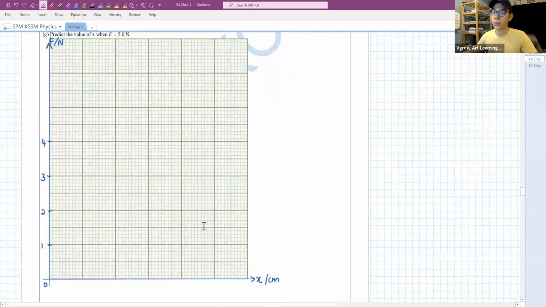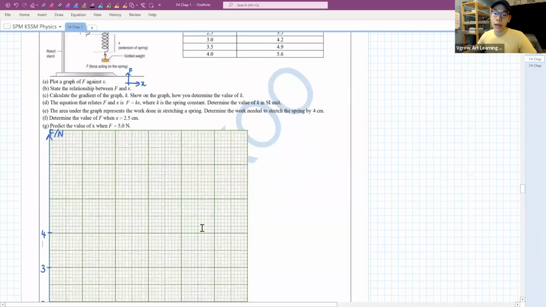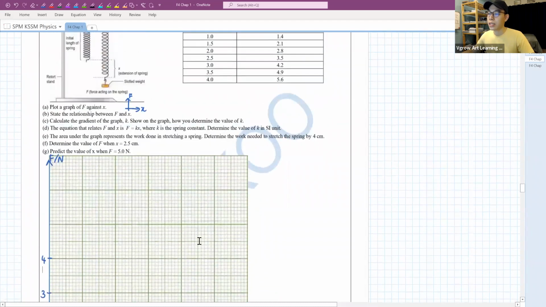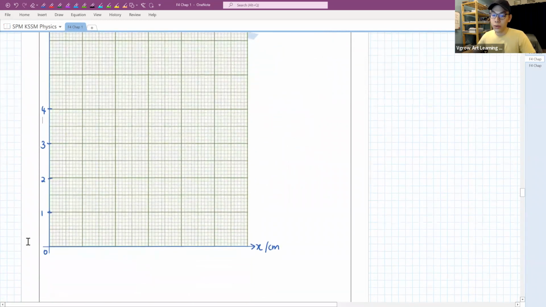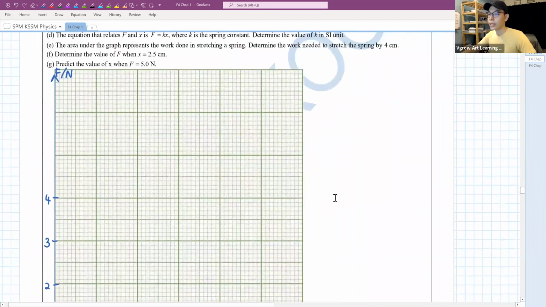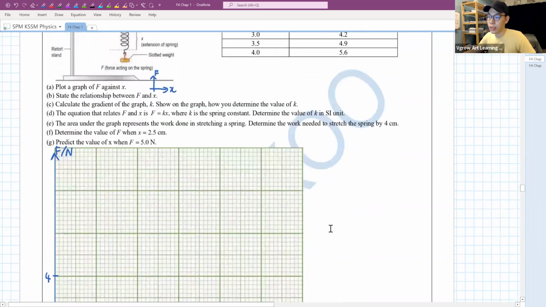That's all right. A bit small, this graph. But maximum until 4, so 1, 2, 3, 4. I cannot do 0.5, 0.5 also, because not enough space. And then for the extension of the spring until 5.6: 1, 2, 3, 4, 5, 6. Okay, this one we can do also 1, 1, 1, 1. Maximum until 5.6, so I think to have a 6 is actually okay. Up to 6 is good enough already.